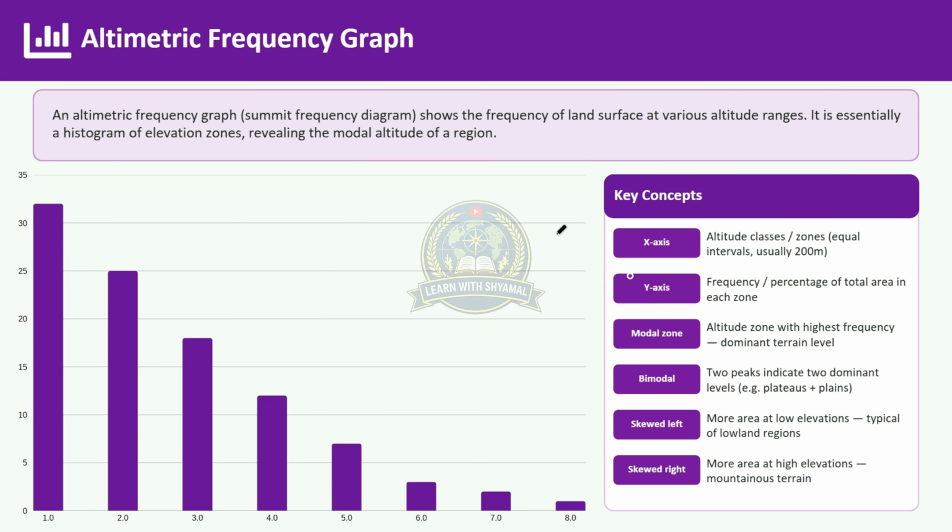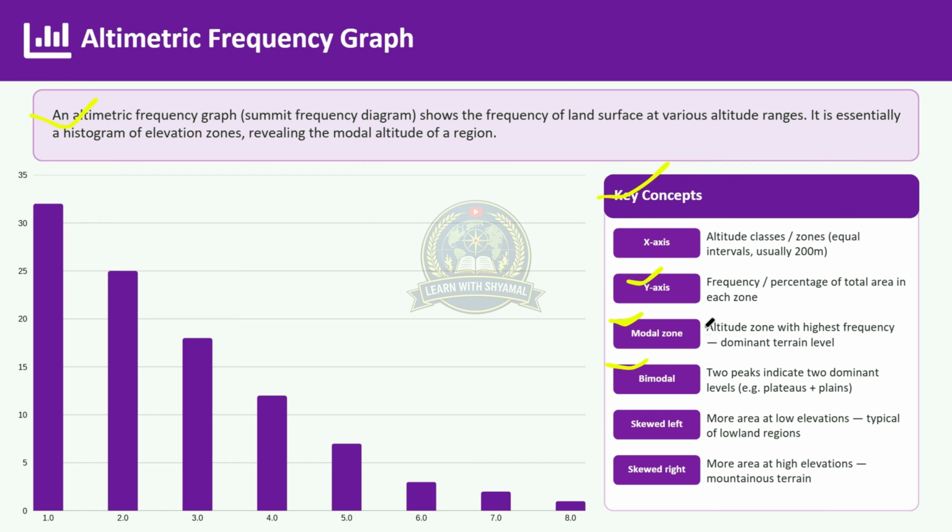Then, the altimetric frequency graph. An altimetric frequency graph, or summit frequency diagram, shows the frequency of land surface at various altitude ranges. It is essentially a histogram of elevation zones, revealing the modal altitude of a region. Key concepts: x-axis, altitude classes or zones, equal intervals, usually 200 meters. Y-axis, frequency, percentage of total area in the zone. Modal zone, altitude zone with highest frequency, dominant terrain level.